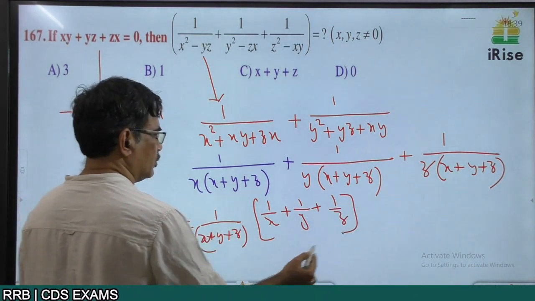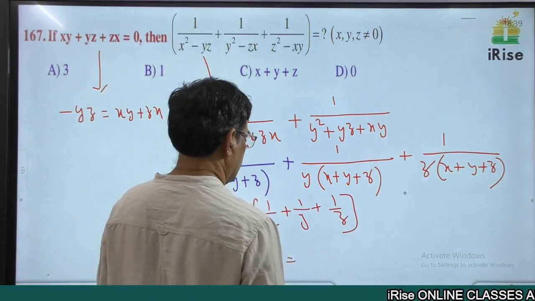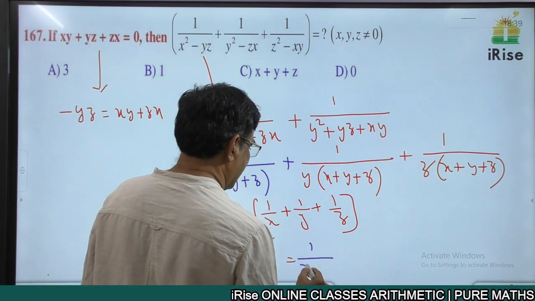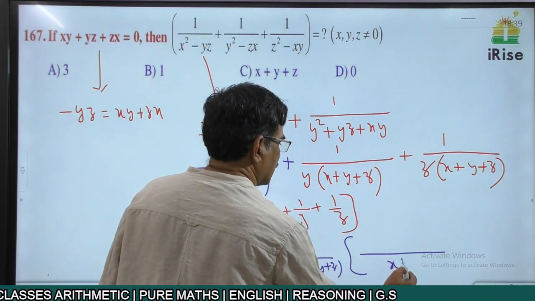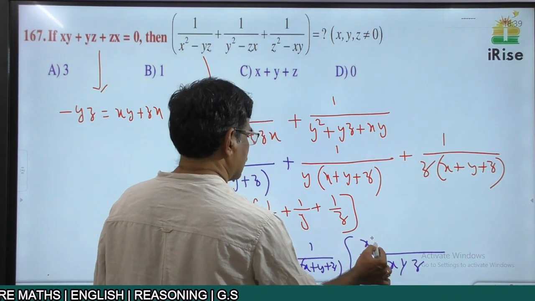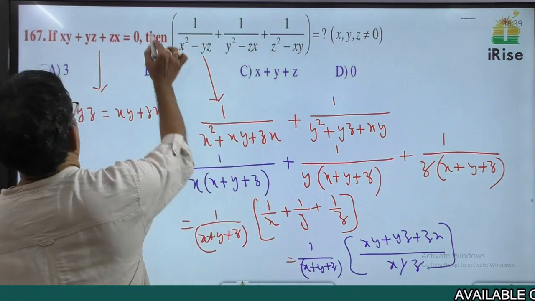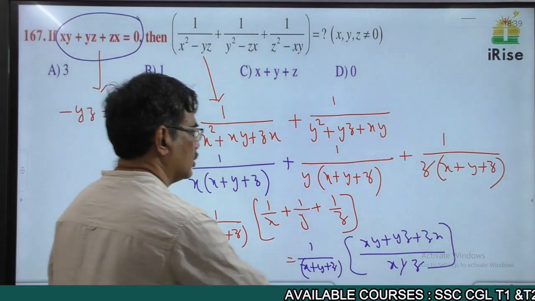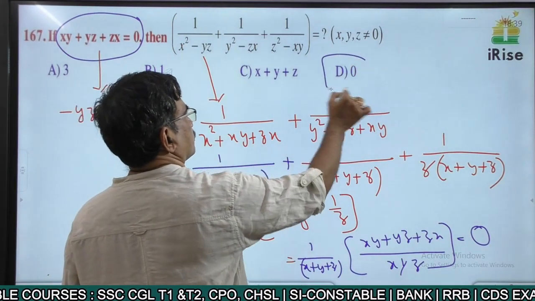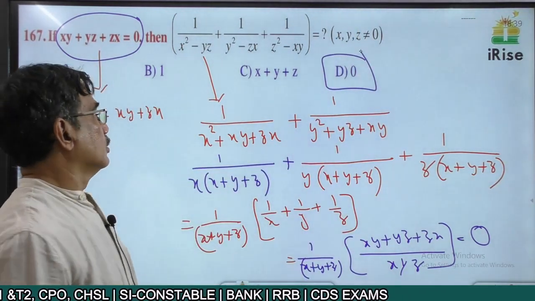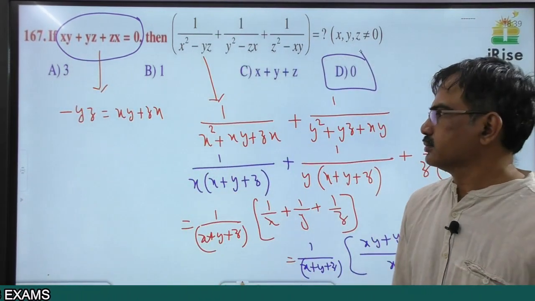This is equal to 1 by x plus y plus z into, taking LCM as xyz, we get xy plus yz plus zx in the numerator. But xy plus yz plus zx is 0, so this part is 0, and 0 by anything is 0. So the answer is 0 for this question. Okay, so this value is equal to 0. Next question.